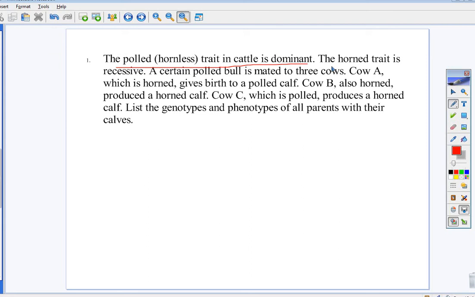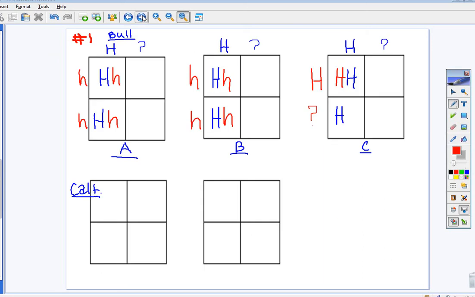Horned is recessive. Now, in the past, I've had students use P's, but we're going to go ahead and use a capital H for the dominant trait and a lowercase h for the recessive. And so what do you have to do? You got to go through and mark this up and figure this out. You got to figure out the genotypes and the phenotypes. So right off the bat, if you stopped at Calf A, you wouldn't have much information. Remember, horned is recessive. So here's the scenario. You have a bull, and I'm going to put the bull here. This is Calf A, Calf B, Calf C.